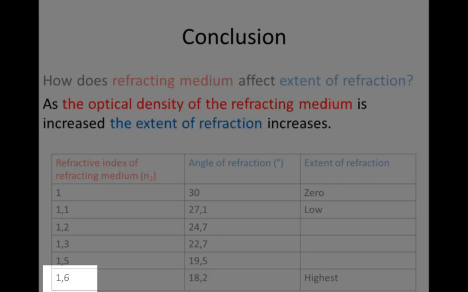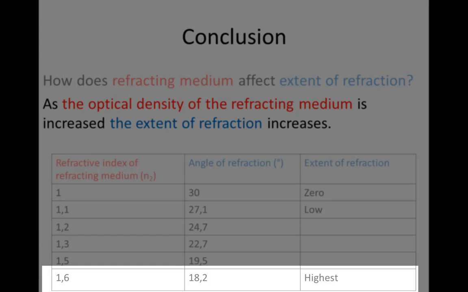So 1,6 was our highest N2, meaning it's the slowest that light can go through. Remember, N2 tells you how much slower the light travels than through a vacuum. So for this last medium, the light is traveling 1,6 times slower than through a vacuum, which is the slowest of those that we tested. And for that one, the medium with the greatest optical density, the most difficult medium, we got the greatest refraction, most bending happening.